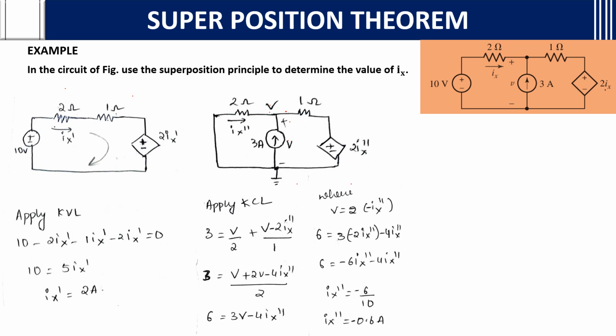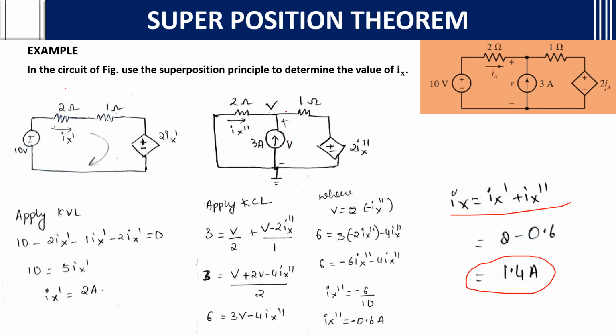0.6 amperes. Now you have Ix dash and Ix double dash. Then Ix equals Ix dash plus Ix double dash. Then you will get Ix as 1.4 amperes.